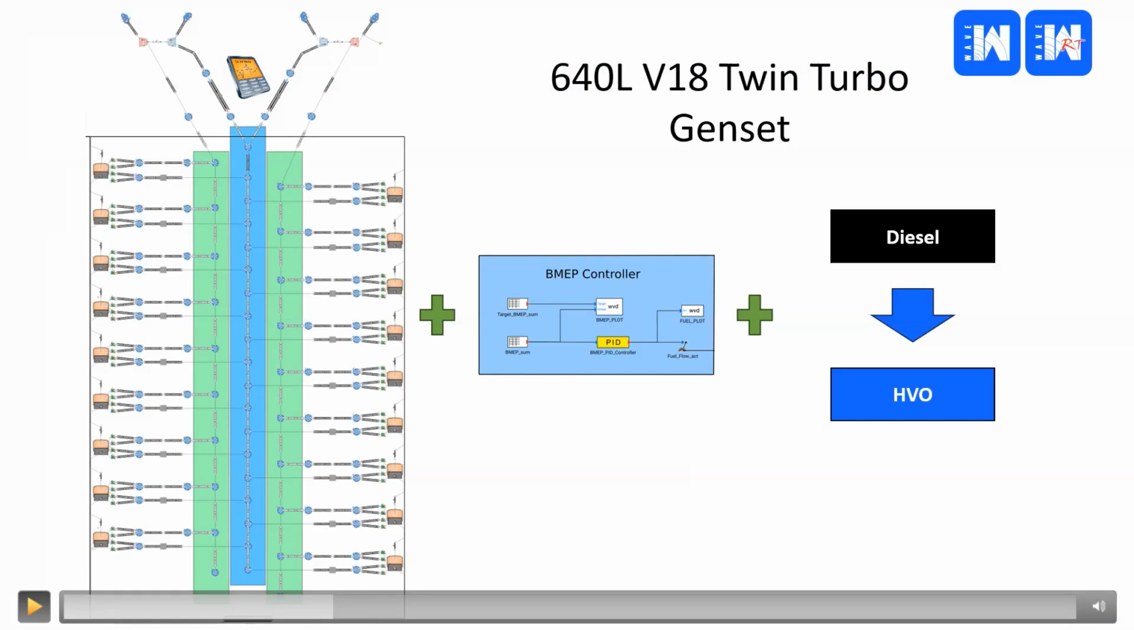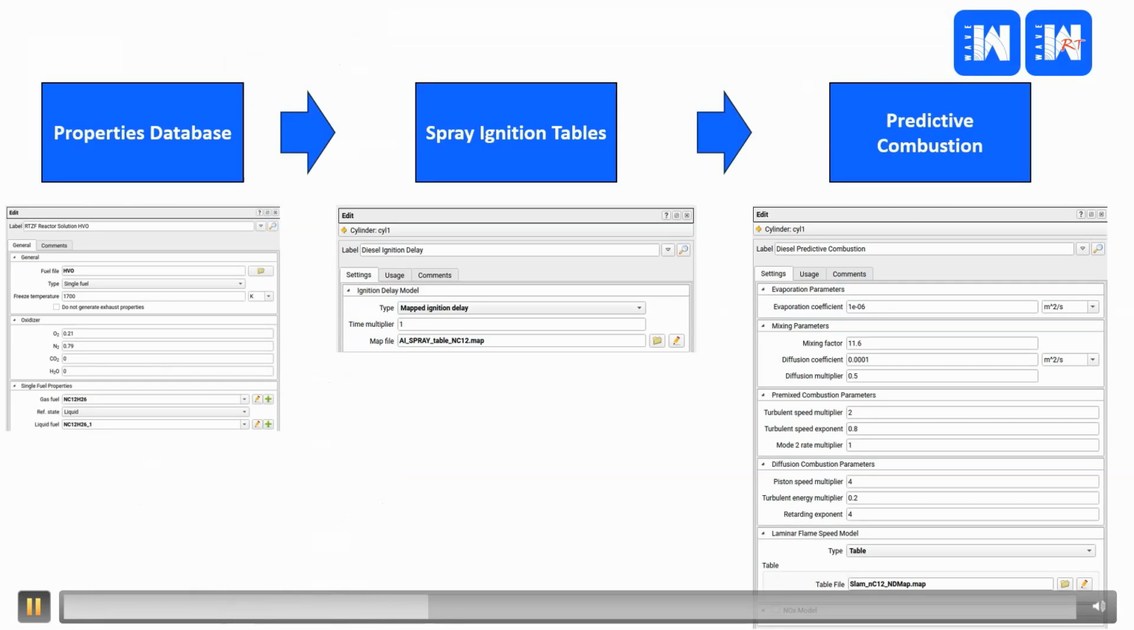The example shows drop-in replacement of hydrogenated vegetable oil instead of conventional diesel in a 640-liter 18-cylinder twin-turbo genset. The genset is running with controlled BMEP.